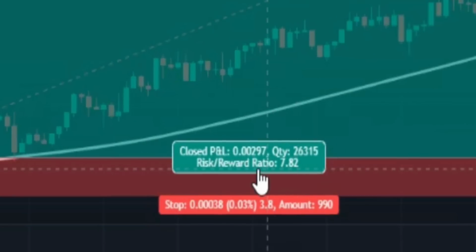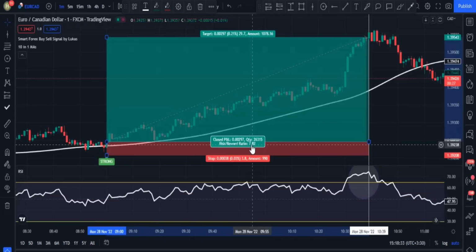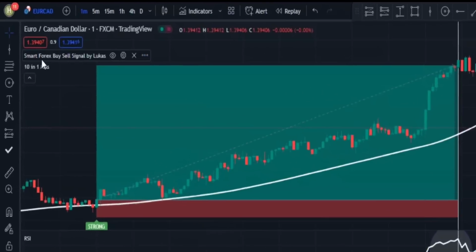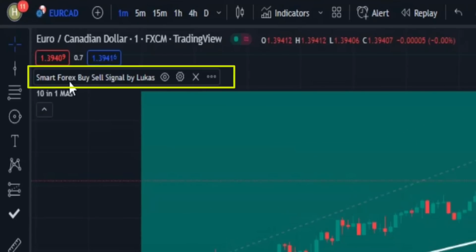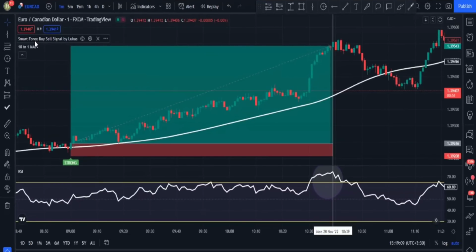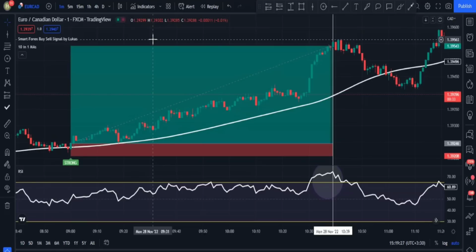If you pay attention to this trade's risk-reward ratio, you can see that it's got a crazy 7.8 ratio. Such a ratio is really amazing for a trade in the 1 minute time frame. But the thing with this indicator is that, as its name suggests, you can use a smart forex buy-sell signal only in forex currency pairs. But you don't need to worry. If you want to use a similar method in cryptocurrencies or stocks, I'll introduce such an amazing similar indicator to you.